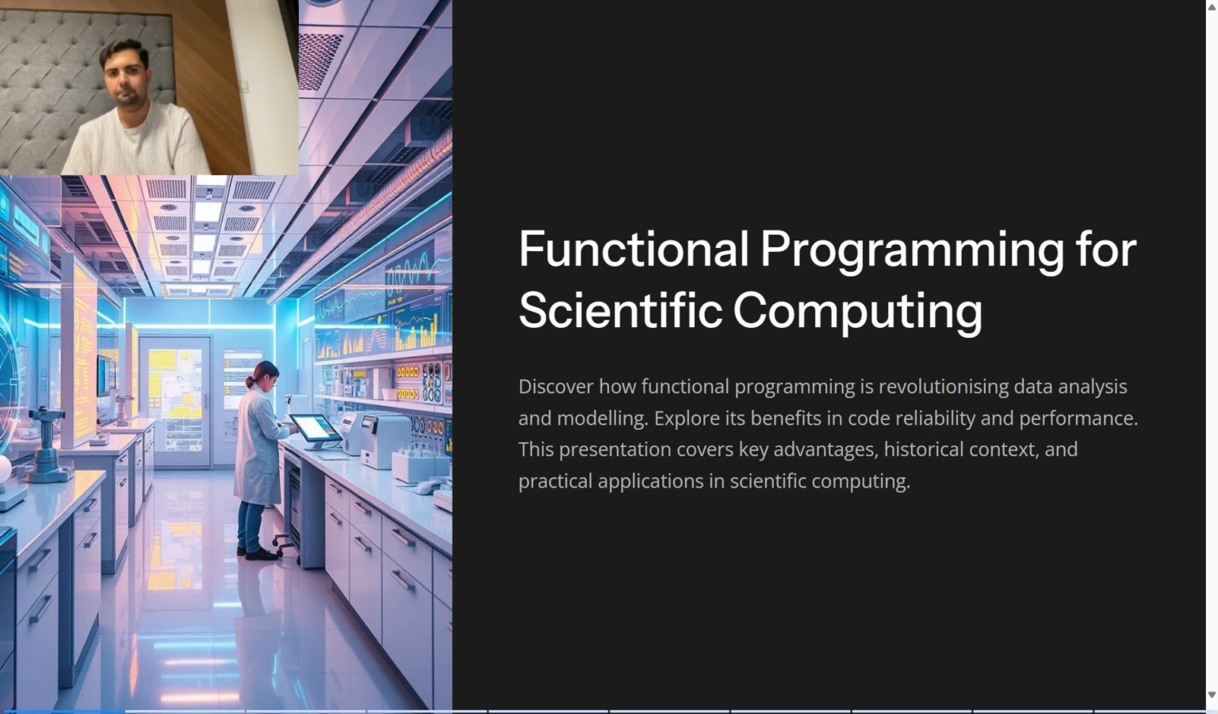So let's begin. Functional programming for scientific computing. Discover how functional programming is revolutionizing data analysis and modeling, exploring its benefits, its encoding, readability, and performance. This presentation covers key advantages, historical context, and practical applications in scientific computing.